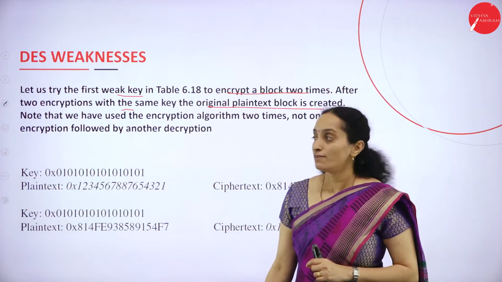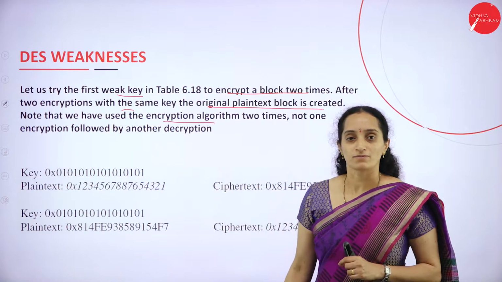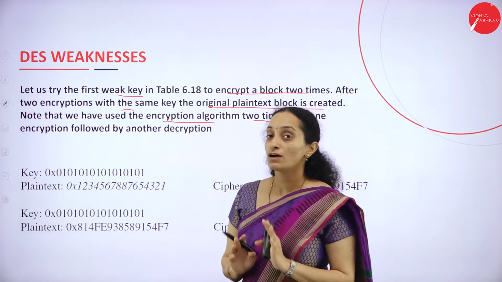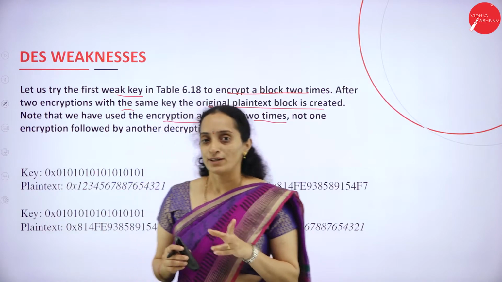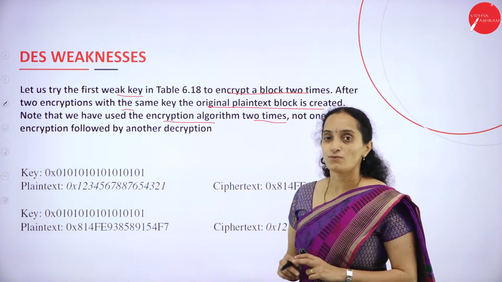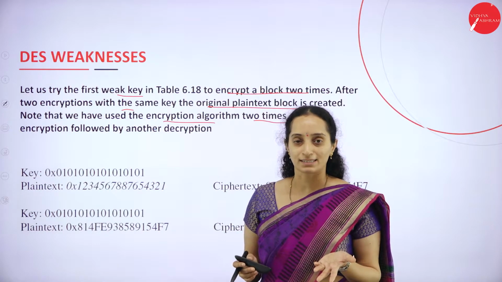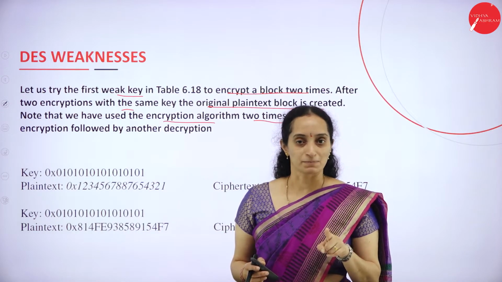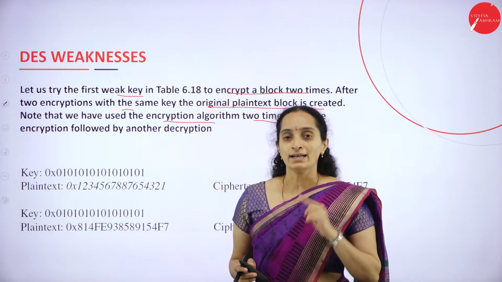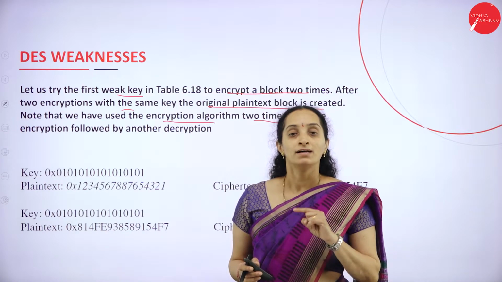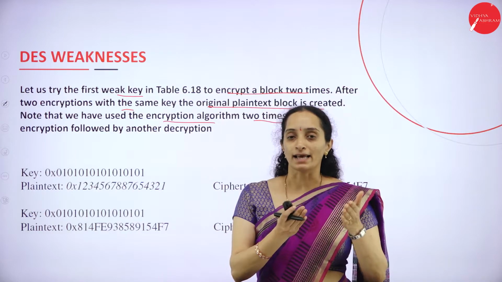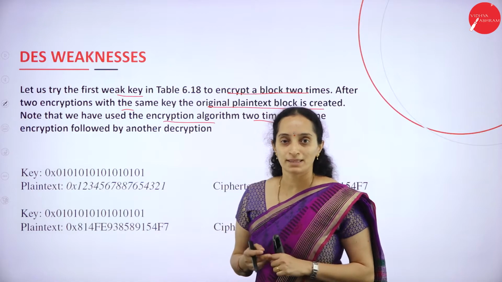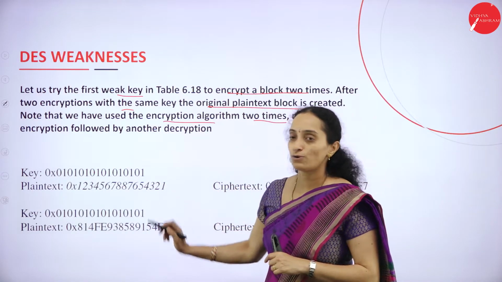Note that we have used the encryption algorithm 2 times. Same encryption algorithm used for double time. When you use double time with the weak key, what you get is the plain text. Plain text is converted to ciphertext in the first round of encryption. When you again use the same encryption algorithm, the second time the text again will be converted to plain text, which is of no use in the cipher method. Alright. So encryption followed by the decryption.